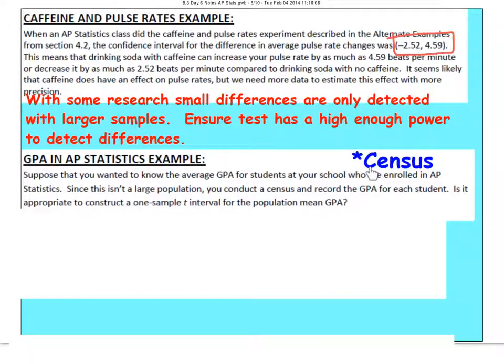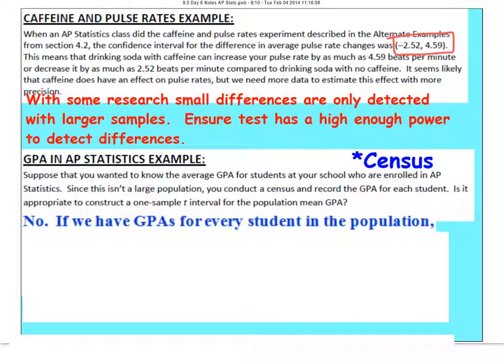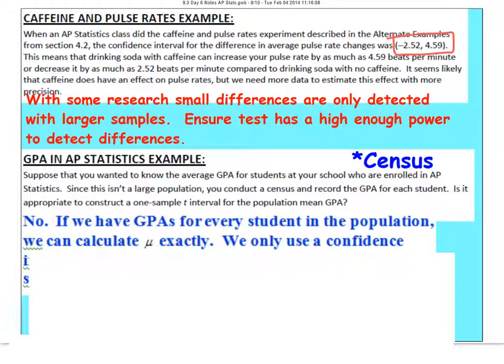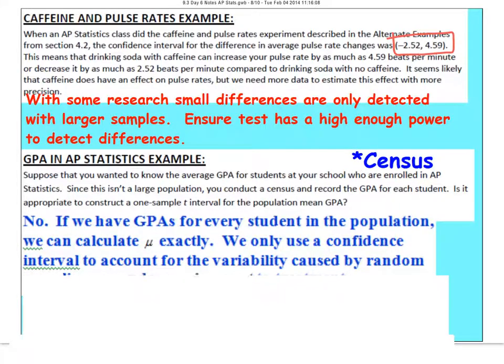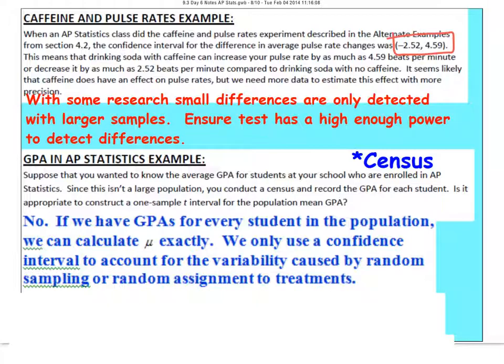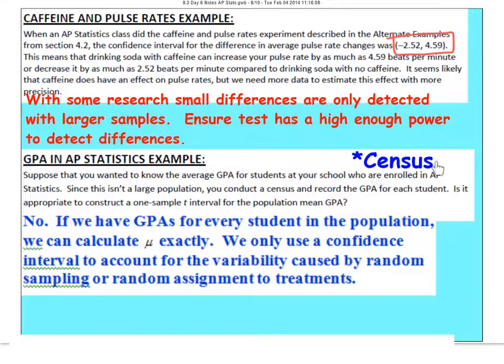I do want to talk about a census for just a second, though, because you might see it on the AP exam. You would want to say here, no. If we have GPAs for every student in the population, we can actually calculate the true mean. We only use confidence intervals to account for variability caused by random sampling or random assignment of treatments. If you ever read anything about a census, it's absolutely pointless to do statistical work on it because a census means we have the actual population data.